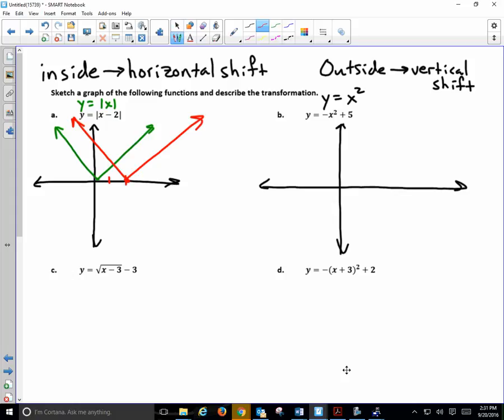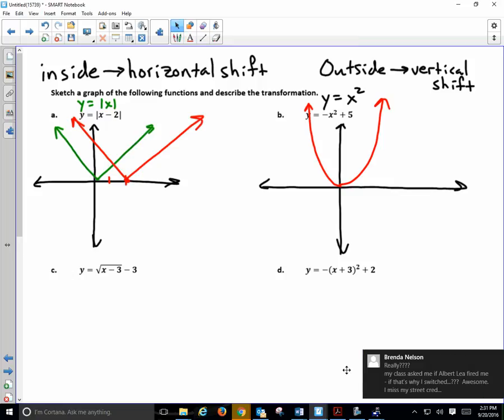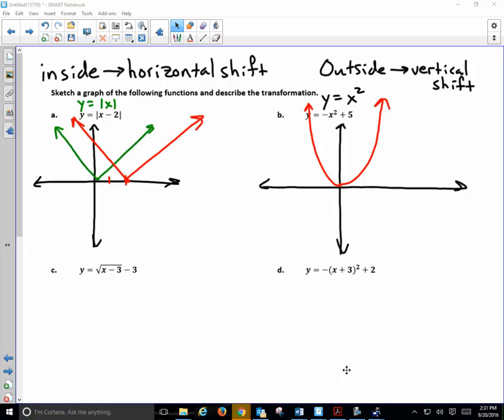So our parent function, x squared, looks like this. Most everybody knows that. But then what are the two things that make this different from x squared? The plus 5 and the what else? The negative. So the plus 5 will move it up 5 units. 1, 2, 3, 4, 5.